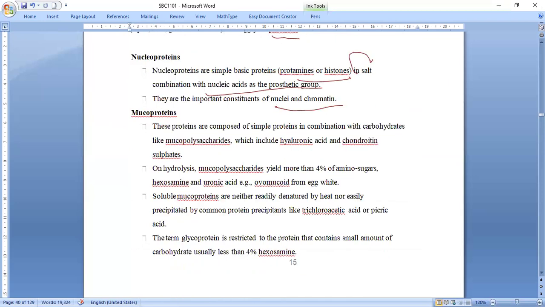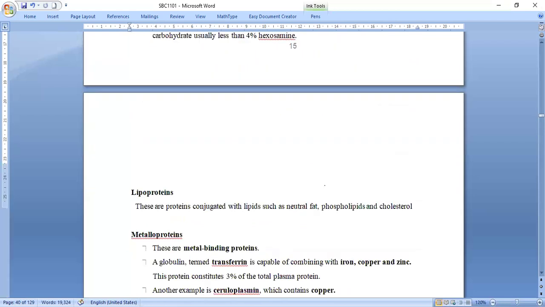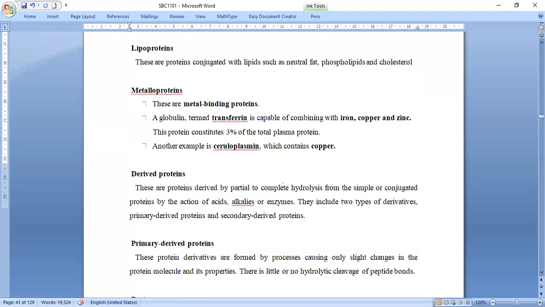Mucoproteins are those containing mucopolysaccharides, mainly hyaluronic acid and chondroitin sulfate, and these yield amino sugars on their hydrolysis. Lipoproteins contain lipids such as fats, phospholipids, and cholesterol. And metalloproteins contain metal binding proteins. Here, transferrin combines with the metals iron, copper, and zinc, and also ceruloplasmin, which contains the copper element.